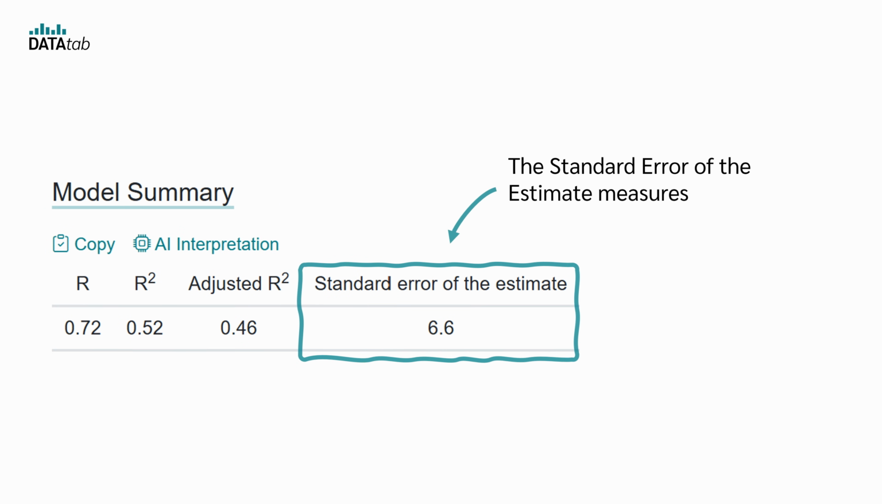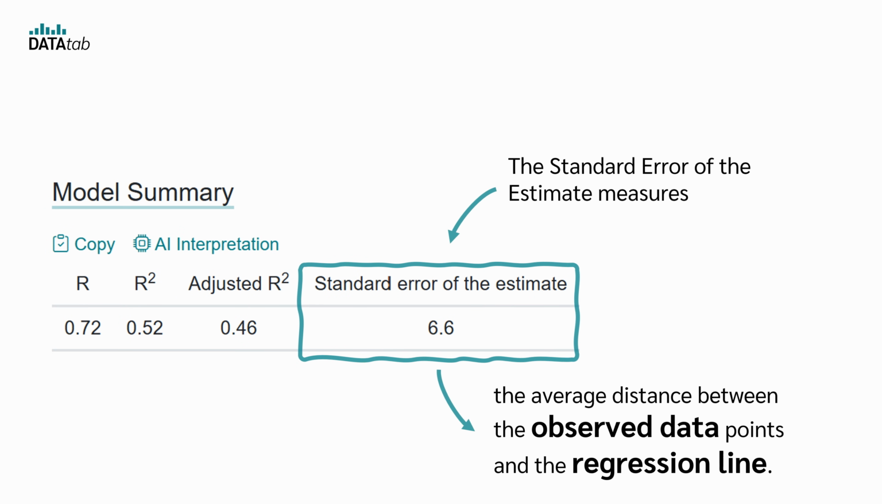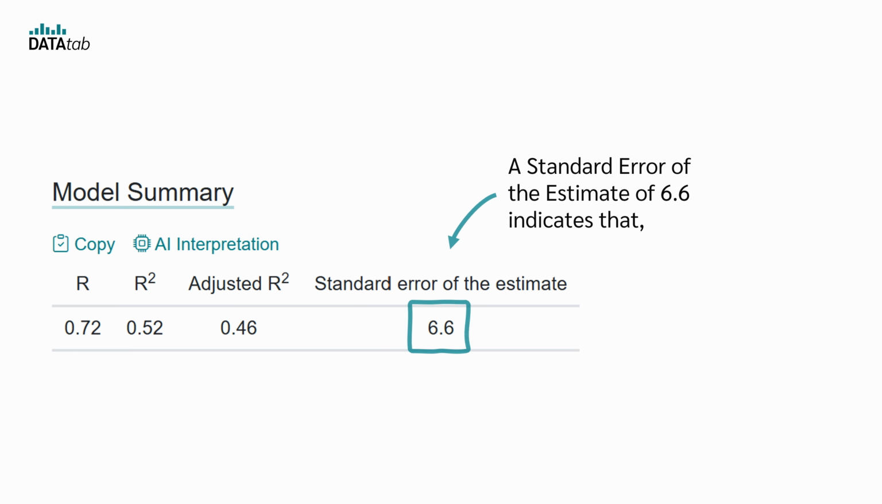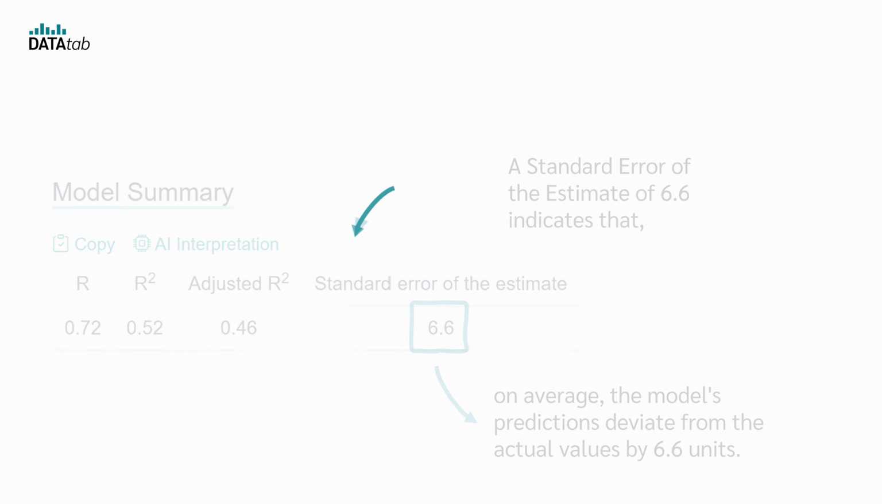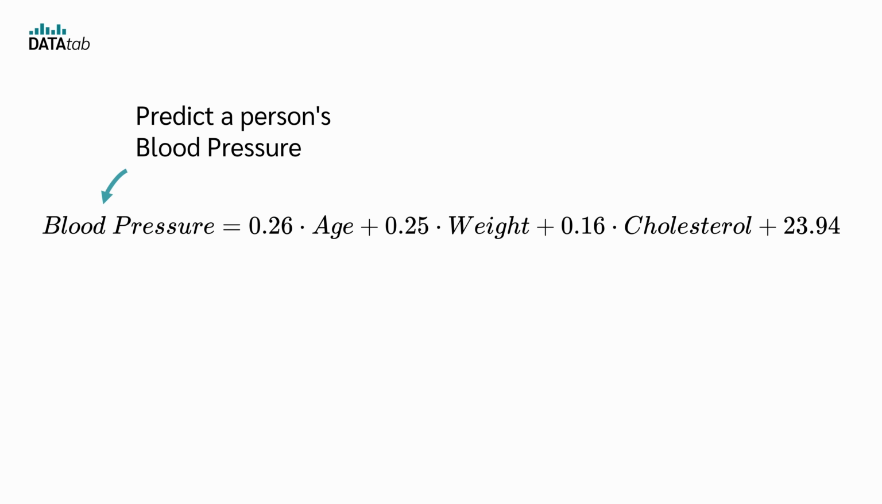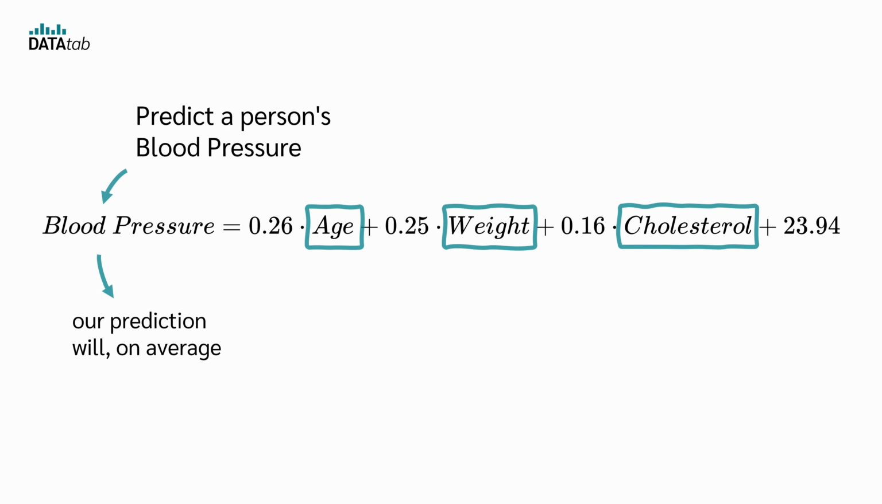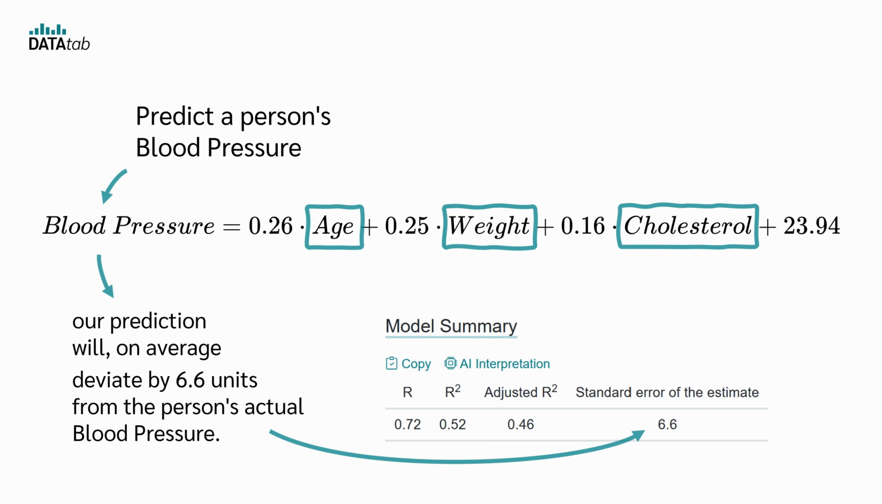The standard error of the estimate measures the average distance between the observed data points and the regression line. A standard error of the estimate of 6.6 indicates that, on average, the model's predictions deviate from the actual values by 6.6 units. So if we predict a person's blood pressure using their age, weight, and cholesterol level, our prediction will, on average, deviate by 6.6 units from the person's actual blood pressure.